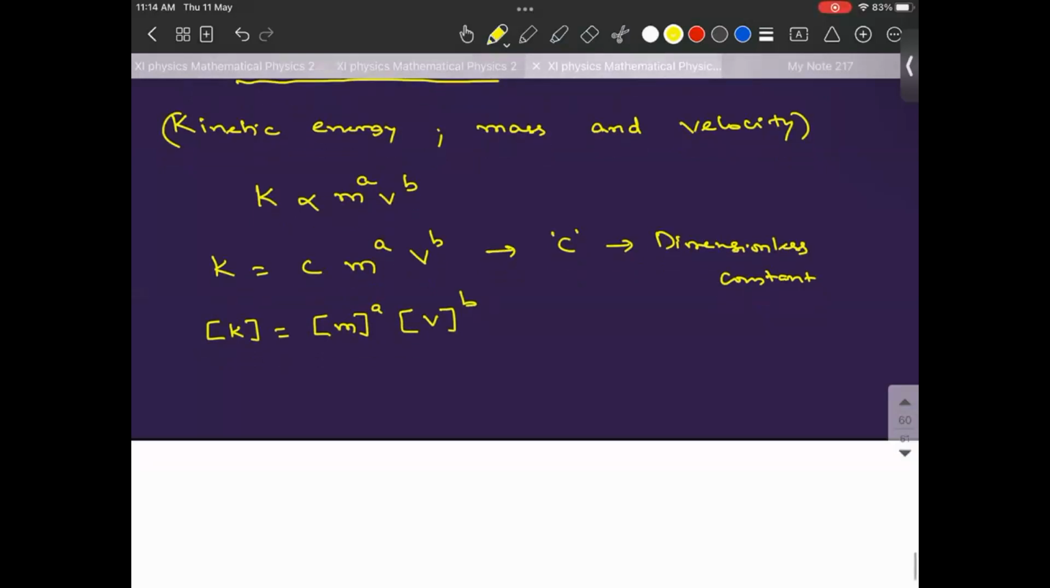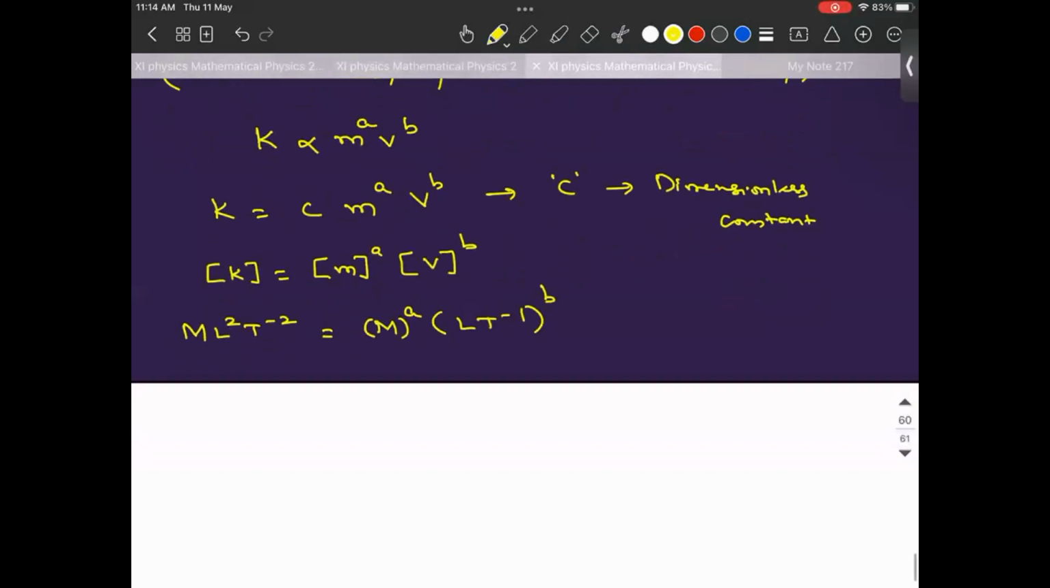Okay. So what is the dimensional formula of K? It is ML^2T^-2, which is equal to, what is the dimensional formula of m? It is M raised to the power a. And what is the dimensional formula of v? It is LT^-1 raised to the power b. So this will be equal to M^a L^b T^-b. After you have come to this step, all you need to do is compare the powers of the quantities, compare the dimensions of the quantities which are there on both the sides.